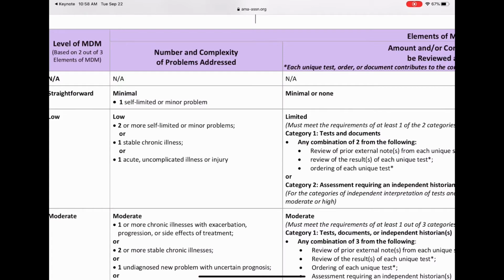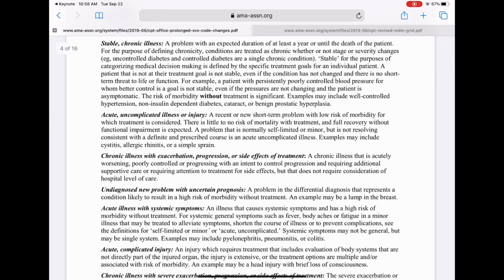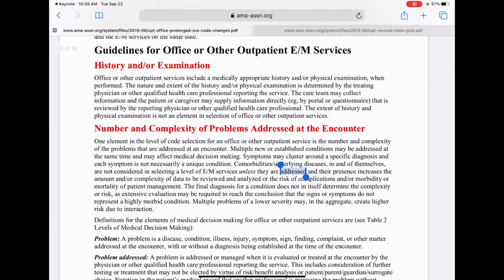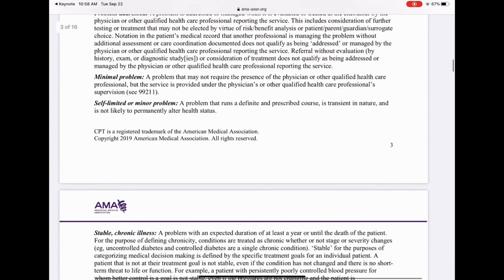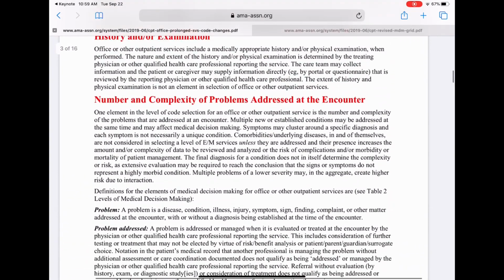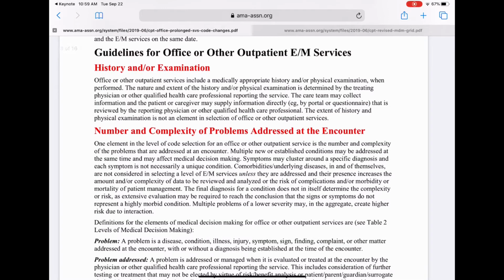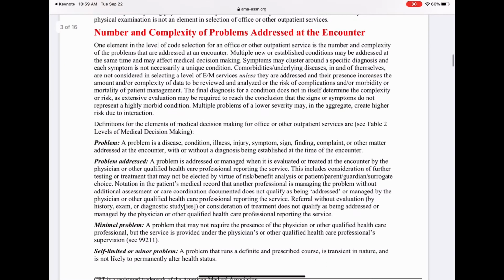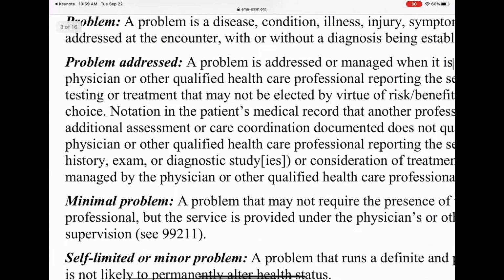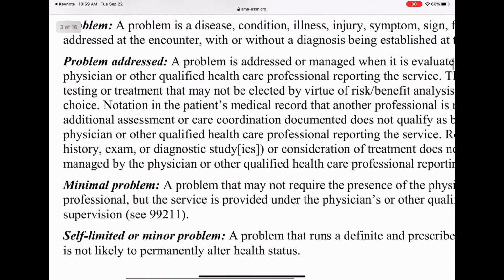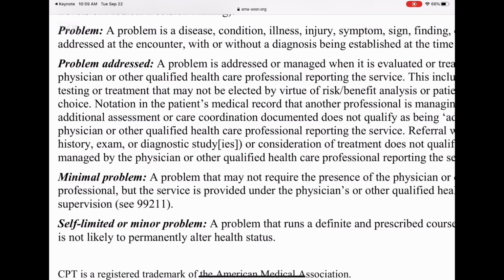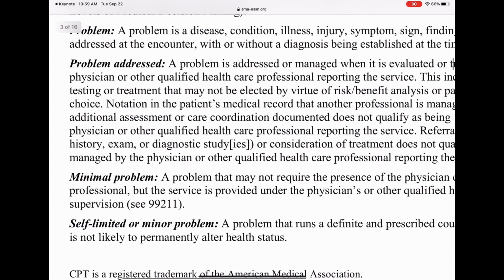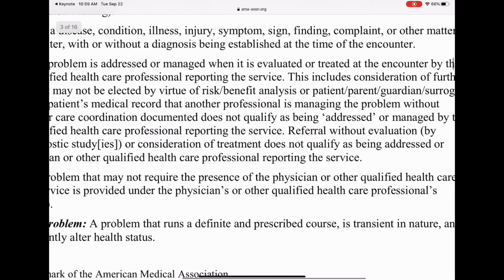And to show you, I will go back to the source document. This is page 3 of the source document, the guidelines, we'll call it the guidelines document. If you dig into where it says number and complexity of problems addressed, there's actually a definition right here for what a problem addressed is. A problem is addressed or managed when it is evaluated or treated at the encounter by the physician or other qualified healthcare professional reporting the service.